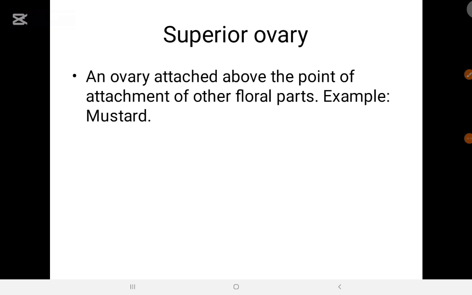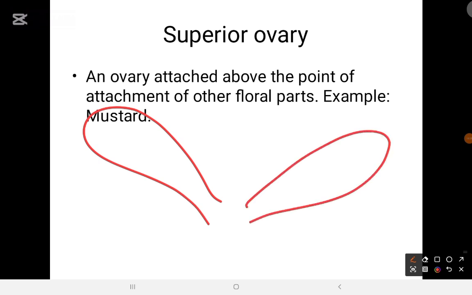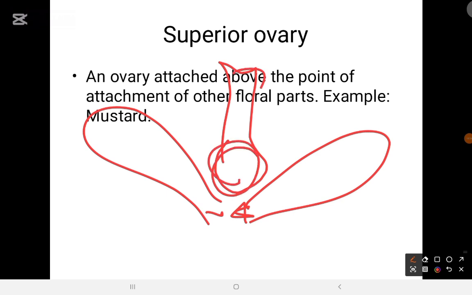Then the next one is the superior ovary. The superior ovary is an ovary that's attached above the point of attachment of other floral parts. So if I have my petals like this, attached here, and my ovary is sitting just above them, we call it the superior ovary. Very simple. This is the ovary here, such as we have in the mustard plant.